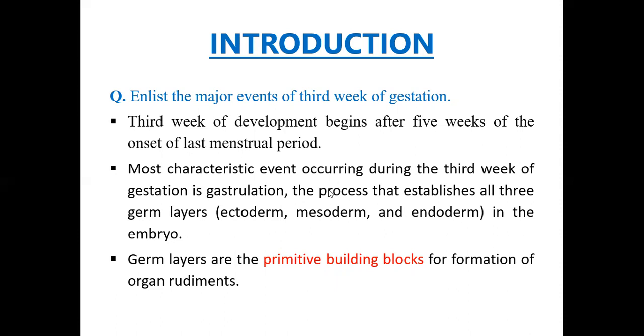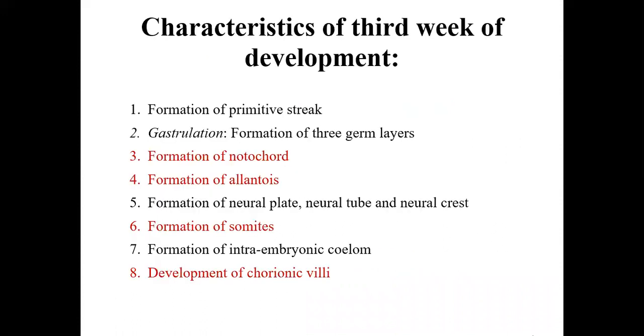Then the most characteristic event occurring during the third week of gestation is gastrulation. That is the process that establishes all 3 germ layers, that is ectoderm, mesoderm, and endoderm in the embryo. Now, the germ layers are the primitive building blocks for the formation of organ rudiments. So that is why this stage is very important.